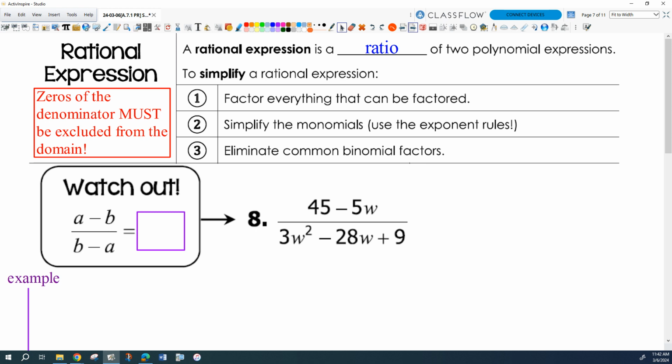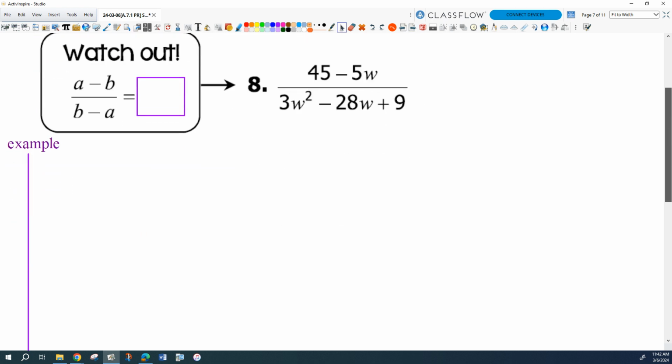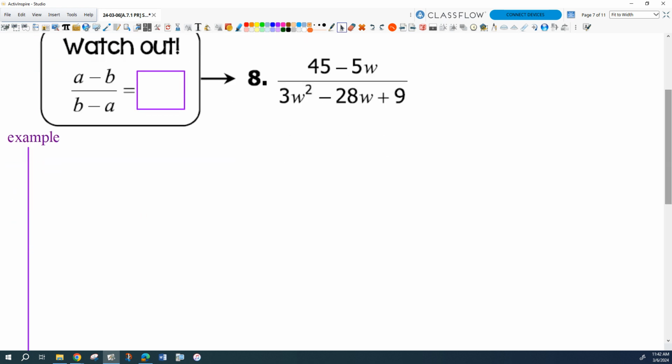Okay, let's look at another example. So let's try this one together, and then I'm going to have you go to the boards and try one on your own. So what do we do here first? Factor everything, top and bottom.